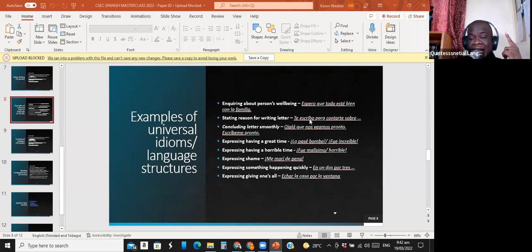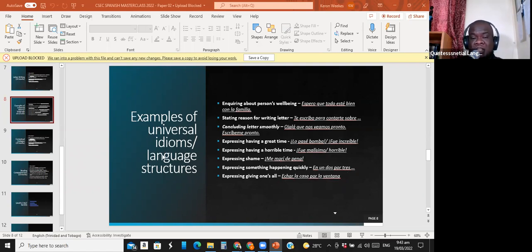You get points for using your direct object properly. Te escribo, before the conjugated verb. Contarte, attached to the end of the verb in the infinitive. The use of ojalá followed by the subjunctive. The use of idiomatic expressions and exclamations. Lo pasé bomba, fue increíble. The use of diminutives, malísimo. The use of the reflexive verb and an idiomatic expression, me morí de pena, I died of shame. Other refranes, they call it, or expressions. En un dos por tres, echar la casa por la ventana.